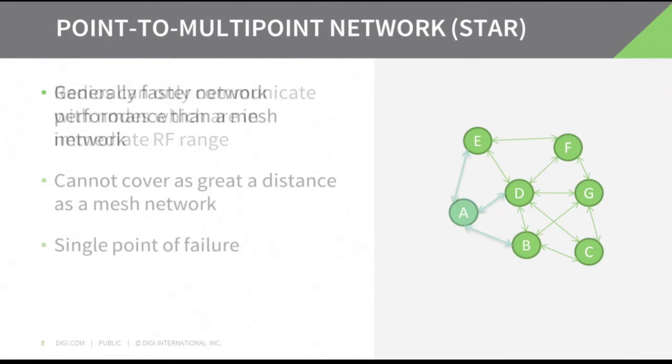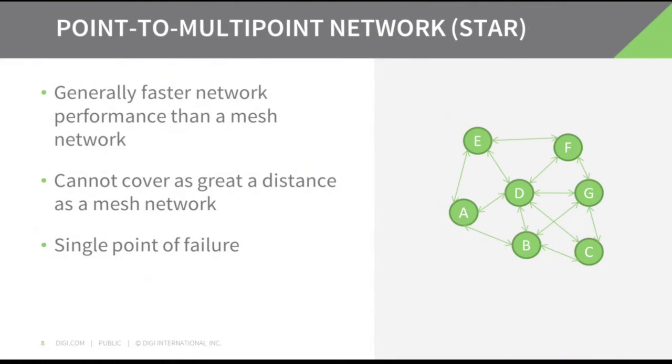The advantage of these point-to-multipoint and point-to-point networks is they're generally faster and have lower latency than a mesh network, but obviously they can't cover as great a distance as a mesh network. They can also be prone to a single point of failure. If our aggregator or base node in the middle of the star goes down, the entire network is basically unusable.